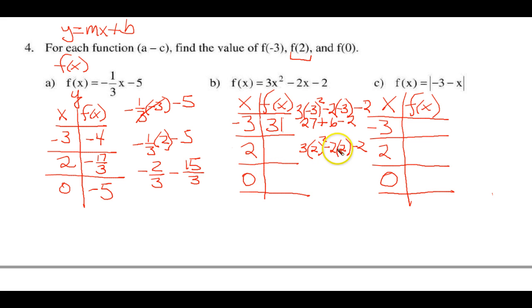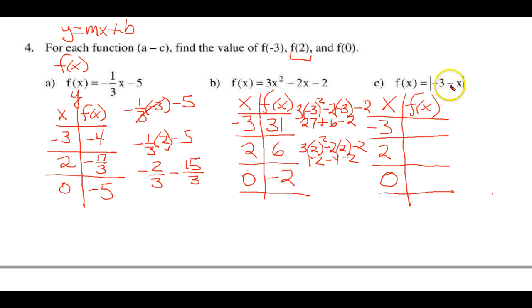Now we have a positive 2 there, so let's check this out. This will be 2 squared is 4. 3 times 4 is 12. Minus 4 minus 2. So this adds up to a negative 6, and a positive 12 gives you a 6 here. Now this one is easy because you just put a 0 there. So 3 times 0 is 0. 2 times 0 is 0. This is just negative 2.